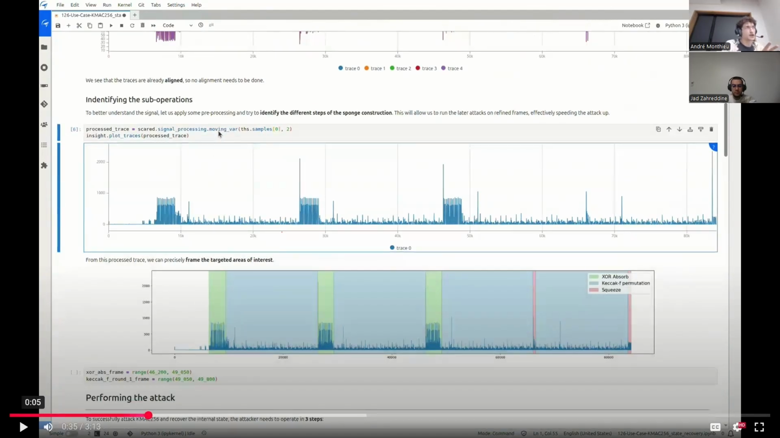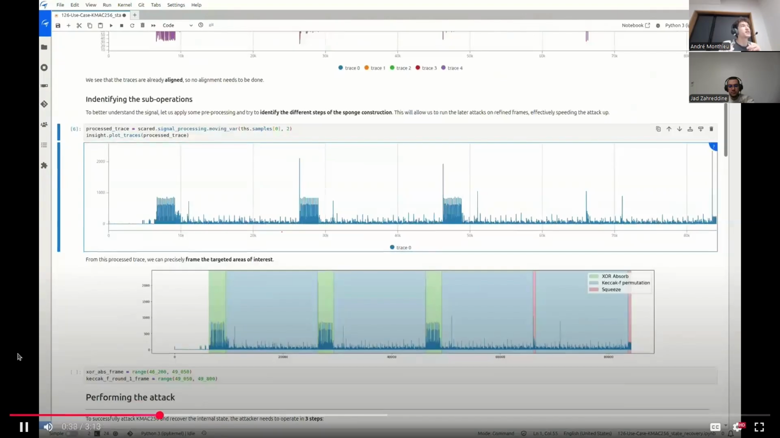So we applied pre-processing with a moving variance. And as you can see here, we have this pattern and this pattern repeating, which are actually the absorbing XORs. So this absorbs the customization string, this absorbs the key, and this absorbs the message. And in between is the Keccak F permutation.